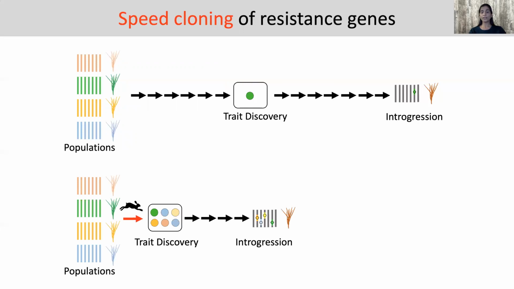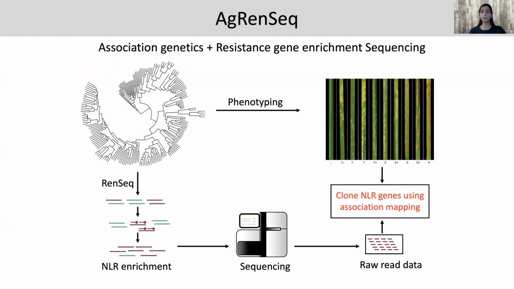Here you see that there is not only a reduction in the amount of time spent in cloning a single gene, but you can clone several genes in a very short span of time. This can be achieved by the method that I developed in my postdoc research. This method is called AgRenSeq that combines association genetics with enrichment gene sequencing.